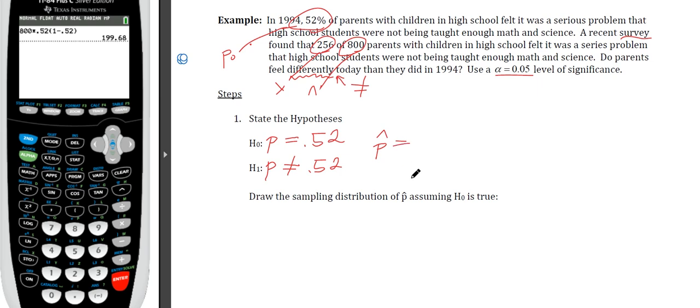Our p-hat value, the sample proportion, is 256 out of 800. That is far less than half. So it looks like the value that we're testing is going to be less than 0.52, but that's fine. 256 out of 800 gives us 0.32. So we found only 32% of them feel this way now.